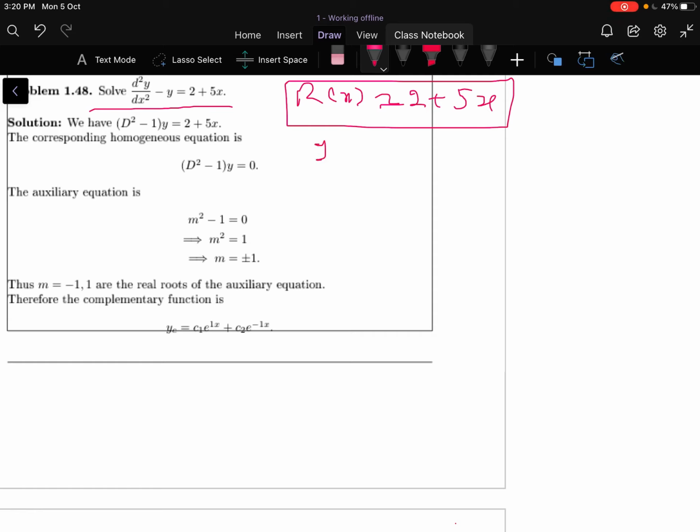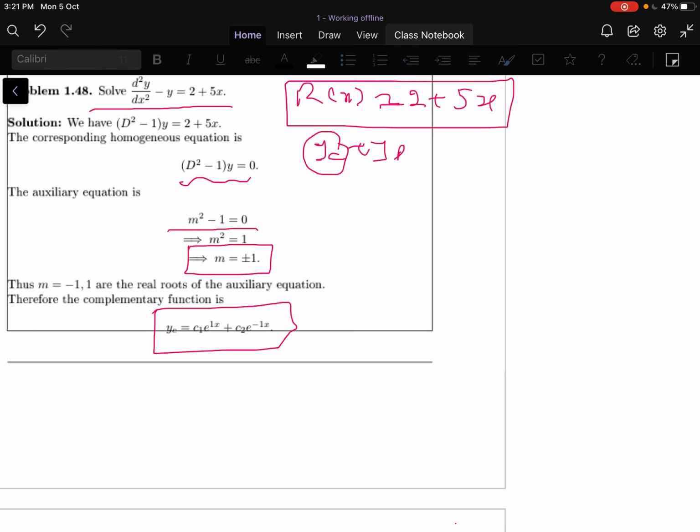So the general solution is yc plus yp. To find yc, consider the homogeneous differential equation, that is (D square minus 1) y is equal to 0. Let us write the auxiliary equation and find its roots. The roots are m is equal to plus or minus 1. These two roots are real and different. Therefore the complementary function is c1 into e power x plus c2 into e power minus x.